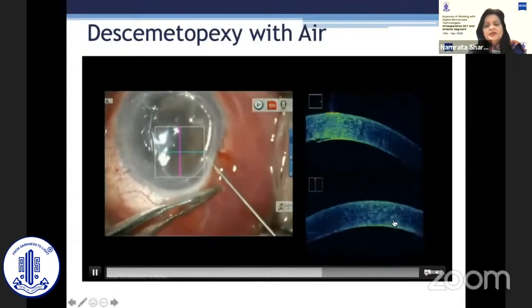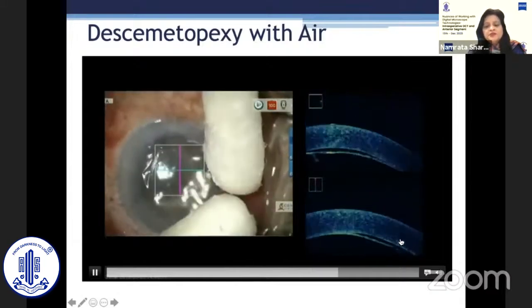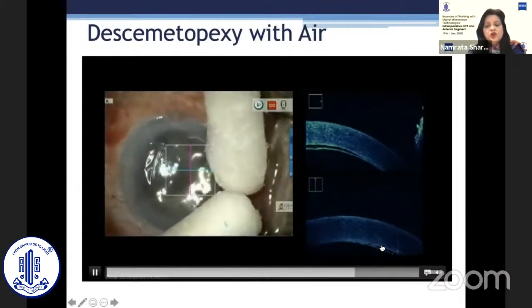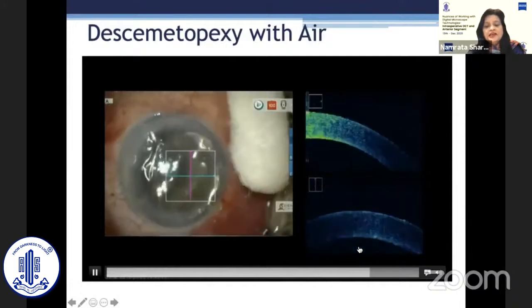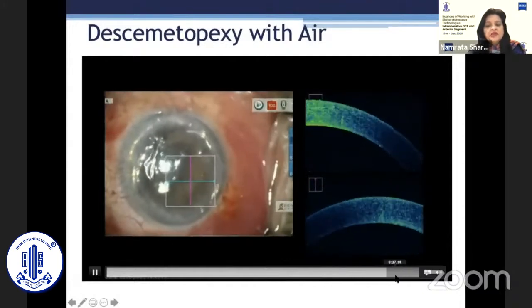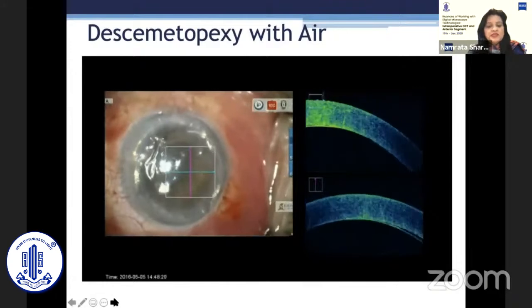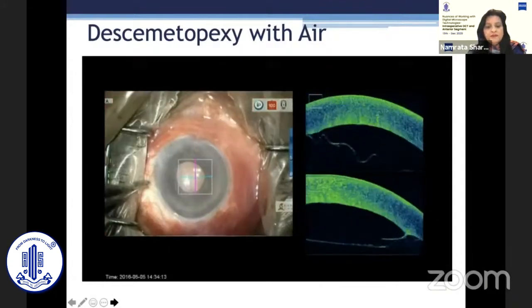As you take out your needle, there may be a shallow Descemet's membrane detachment again like this, and then you have to go in there and ensure that the air bubble doesn't come out.